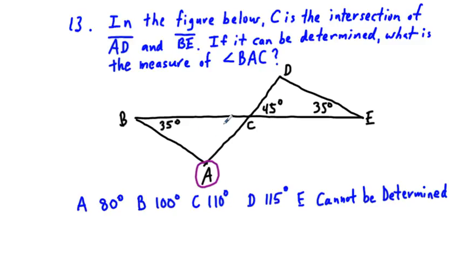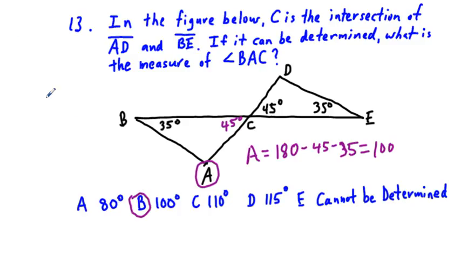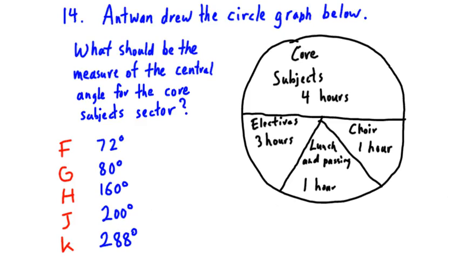But because of the principle of vertical angles, this angle here on the other side of C is also going to be 45 degrees. And so we know that this angle A is going to be 180 minus 45 minus 35 degrees, which is going to be 100 degrees. So that's answer choice B. Again, you could do this problem in half the time that I did here in this video.